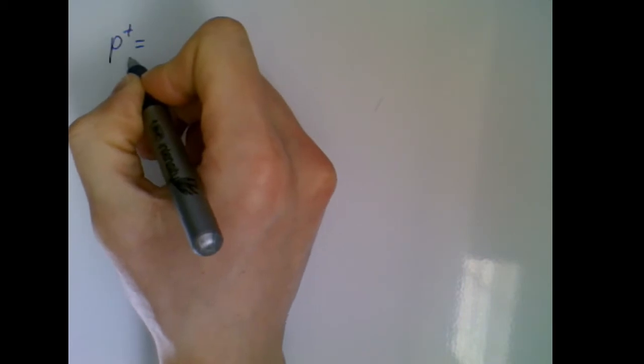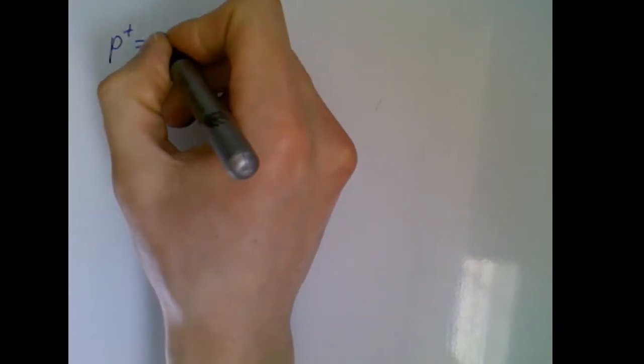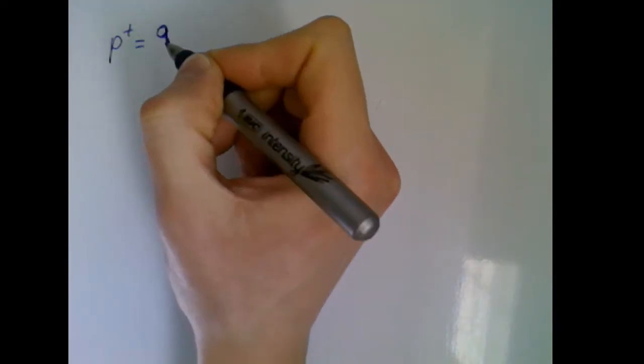Now, remember, the number of protons is based off of the atomic number. So the atomic number for fluorine is 9, which means that fluorine is going to have 9 protons. 9 protons.